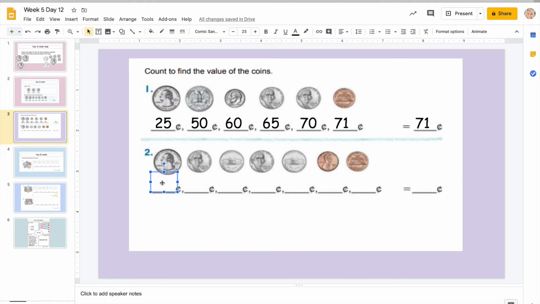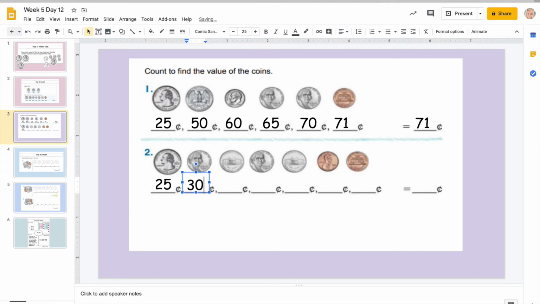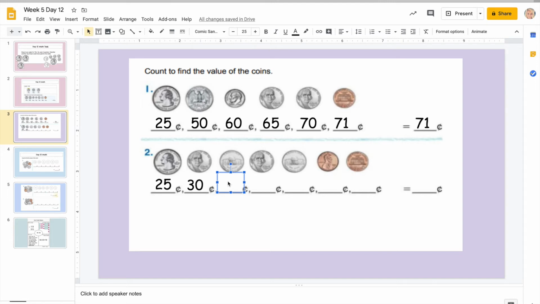Okay, it looks like we're starting out with a quarter, and we know a quarter is worth 25 cents. And then here we don't have any dimes, we have nickels, so we're going to be increasing that number by 5 each time. So 25 and 5 more is 30. Again, another nickel, so increasing that by 5. 30 and 5 more is 35.